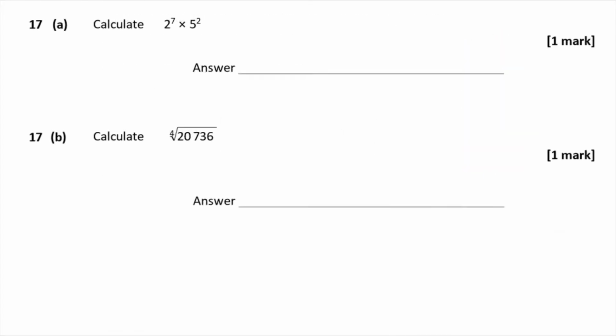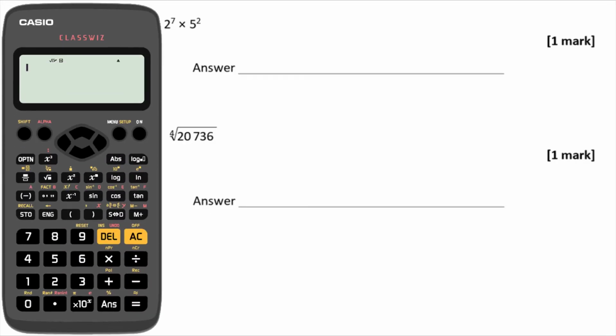Questions 17a and b. These are just calculations. I'm just going to type them directly into the calculator and work them out. So calculate 2 to the power 7 times 5 squared. I'm going to use 2 and the power key there and type in 7. Need to come out of the little square box, and then I can put the rest of it in. Times 5 squared. That comes out to be 3,200.